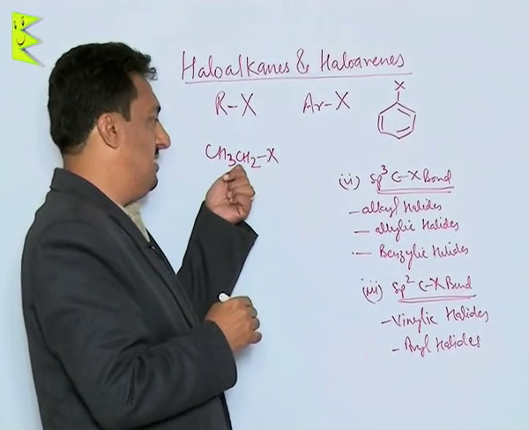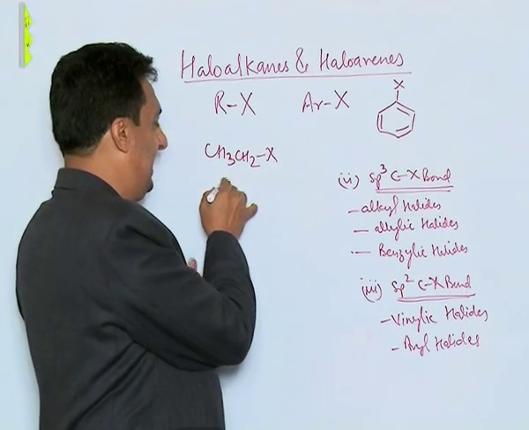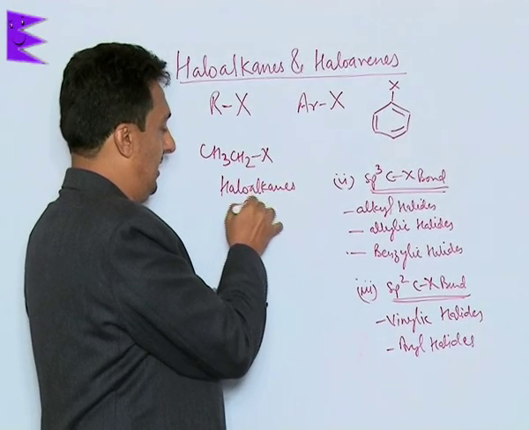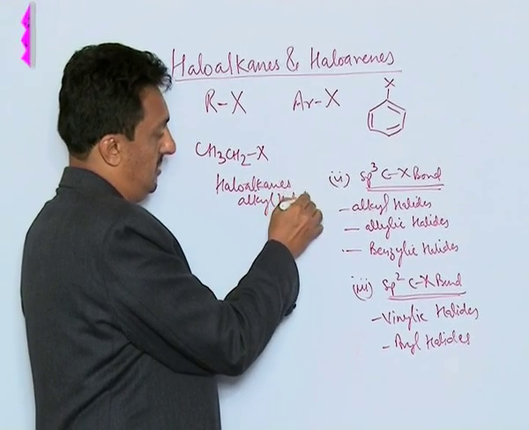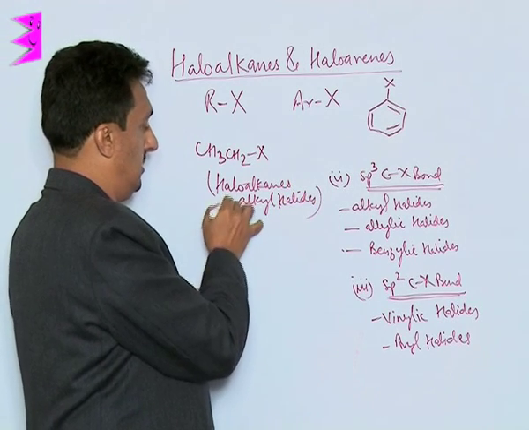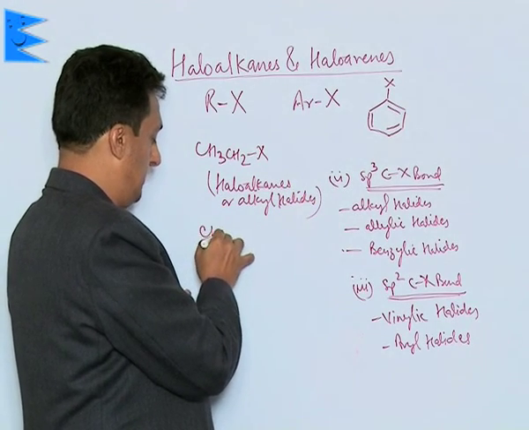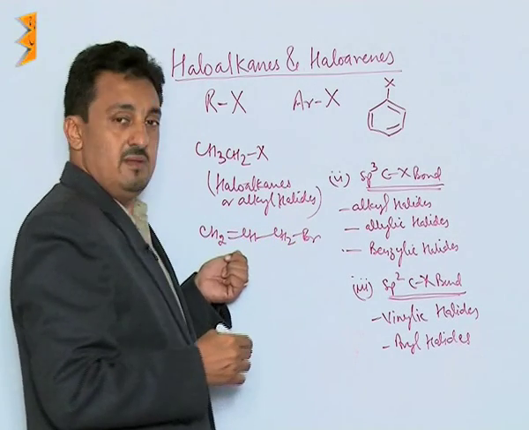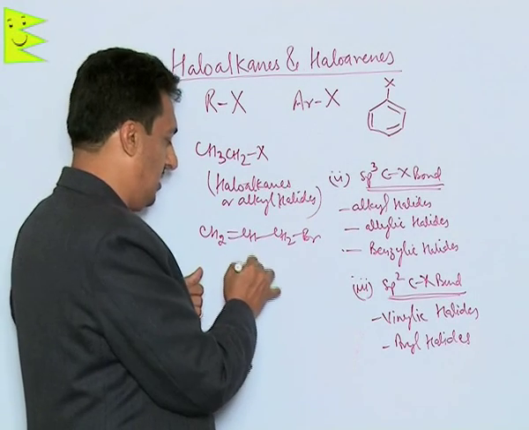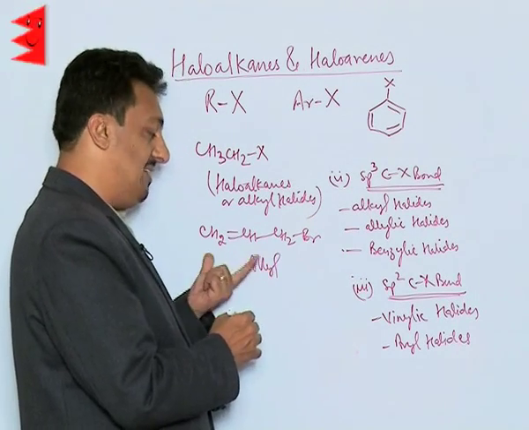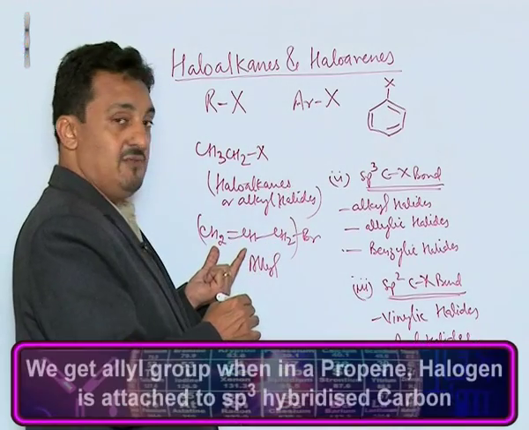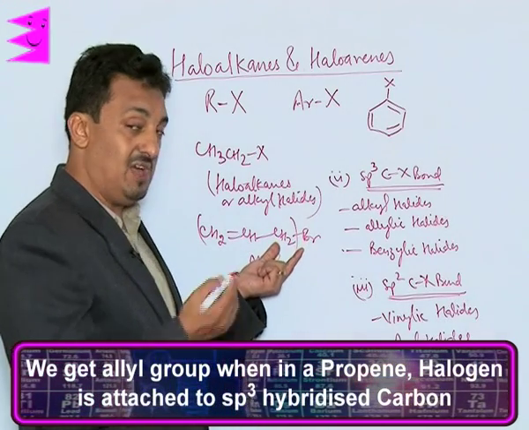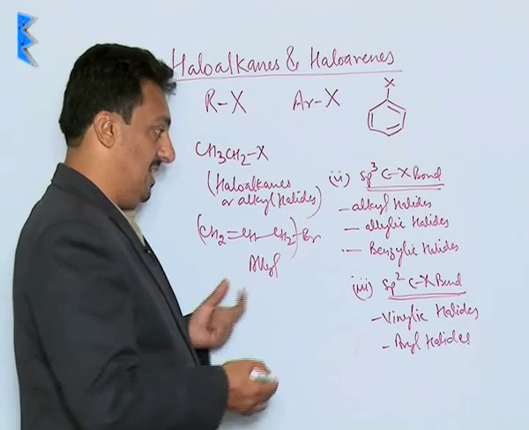This type of compound is called basically alkyl halides or haloalkanes. Or the halogen can be bonded to a carbon next to a double bonded system like this one, and this is called allyl. Why is it called allyl? This group is called allyl. When we have a propene in which the halogen is attached to an sp3 hybridized carbon, it's called allyl. So it's called allyl halide.